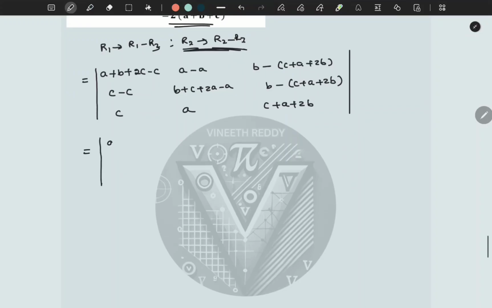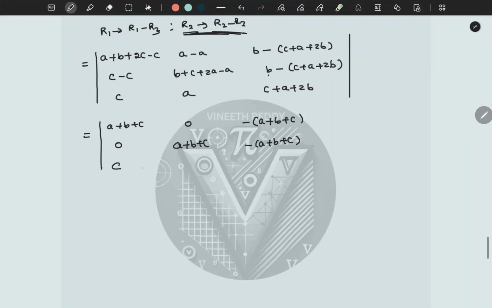So now what do we get here? A plus b plus c, and here we will get 0, and here we get c, b minus 2b is minus b, and then we have minus a minus c. So can we write negative of a plus b plus c? Yes. And c minus c is 0. Now b plus c plus 2a minus a is again a plus b plus c, and here b minus 2b is minus b. So again we get negative of c plus a plus 2b.